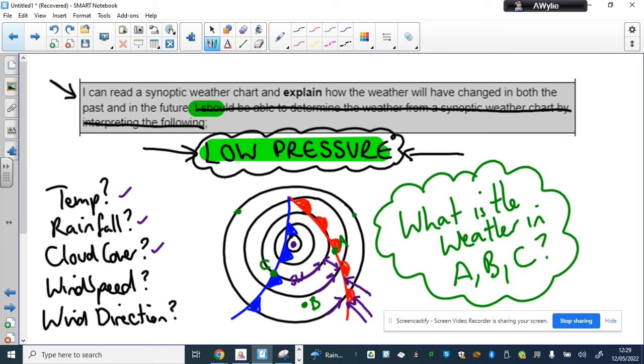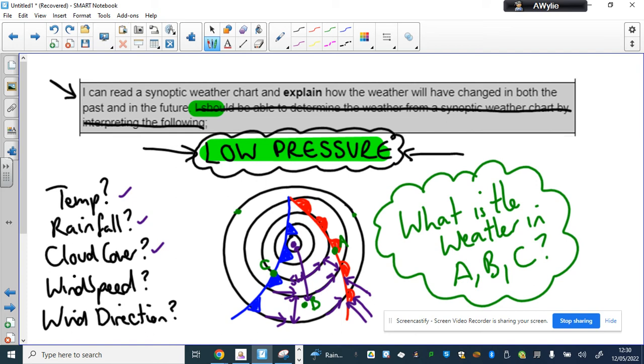Wind speed is still going to be strong because the isobars are close together, although it's going to be a bit weaker than in A because it's a little bit further away from the center of low pressure, and the isobars are a little bit further apart in area B than they were in area A. And the wind direction is going to be probably from the west because winds travel in an anti-clockwise direction. So it's the same. Most of the explanations for B are the same as for A.